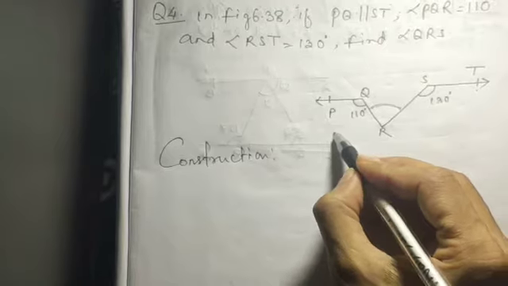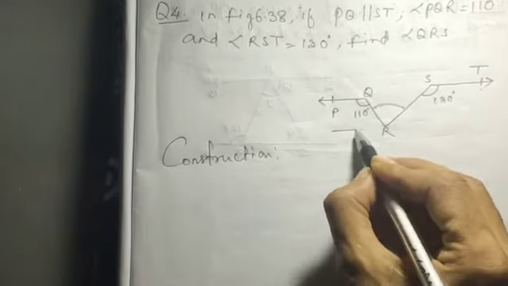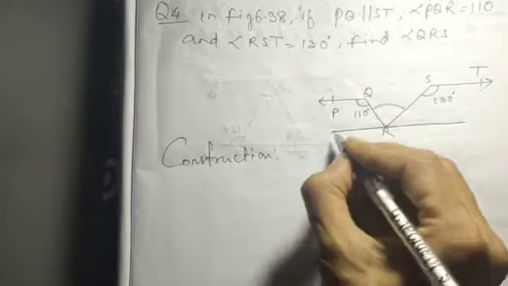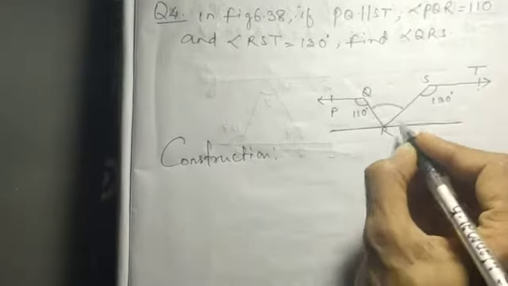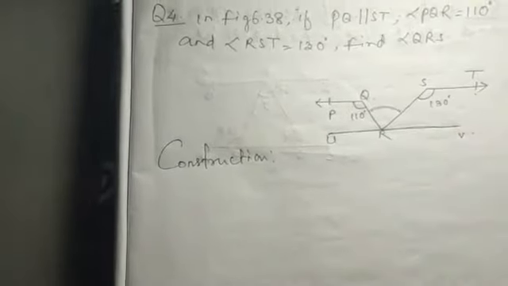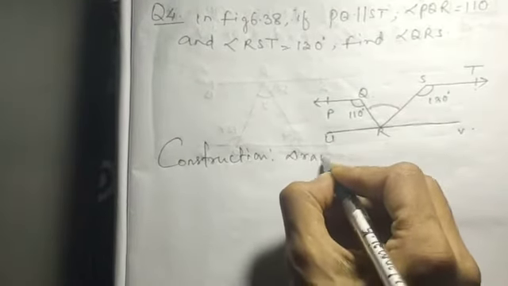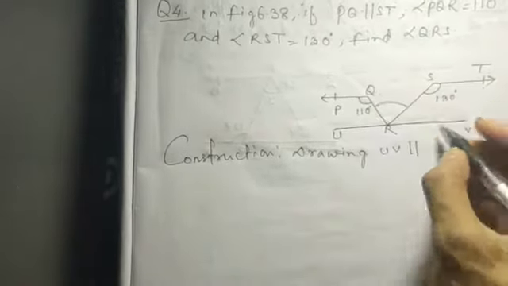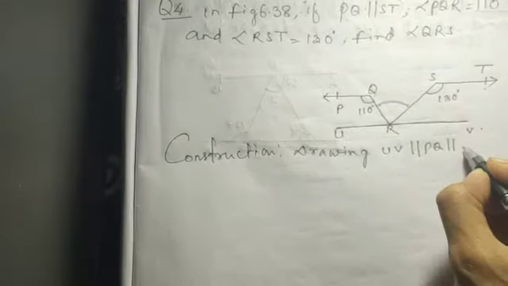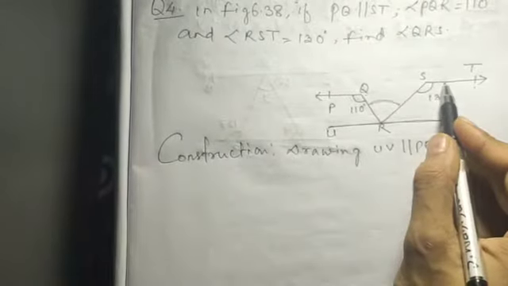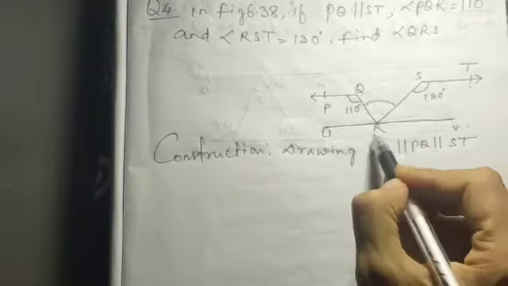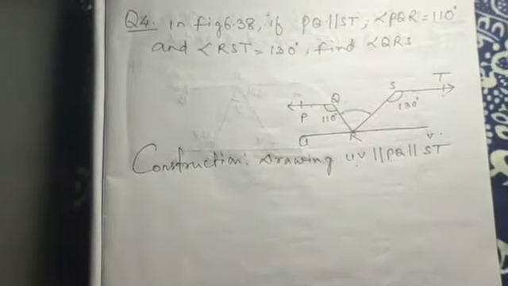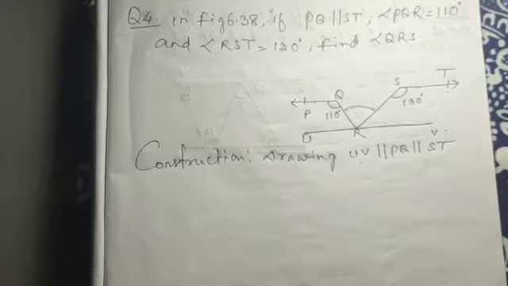How? We will draw a line through R. Now let us give it a name, UV. So drawing UV parallel to PQ, parallel to ST. This PQ and ST are parallel, so we are going to draw UV such that UV will be parallel to PQ and ST also. So UV is parallel to PQ, which is parallel to ST. Okay, done.